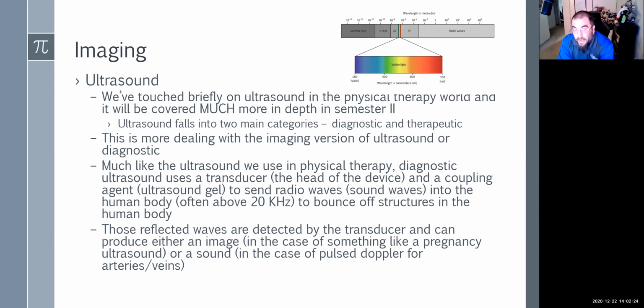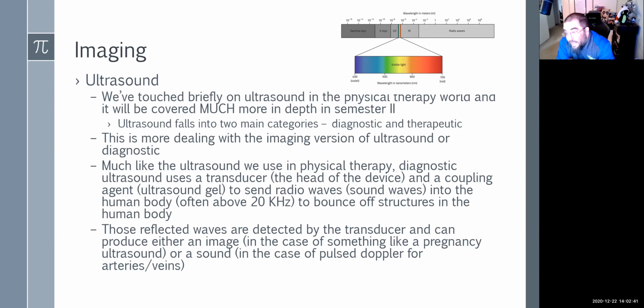So usually that tells you how high these are going to have to be to bounce off structures in the human body, and they bounce back. Remember, the lower the frequency, the deeper it penetrates. So if we use a little bit lower frequency ultrasound in imaging, we can get a better image back.